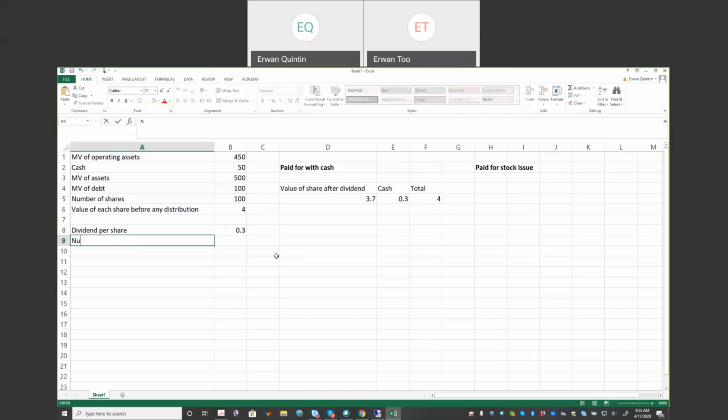So I'm going to calculate the number of new stocks needed. Okay, now that takes a moment. So the question is, I need to basically raise how much in new equity? I have 100 shares and I need to pay 30 cents per share. So I need to find $30. So how am I going to do this?